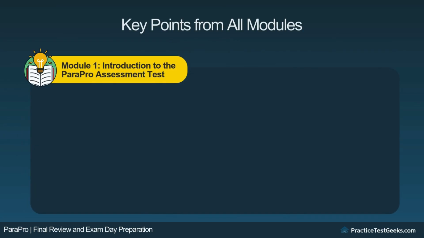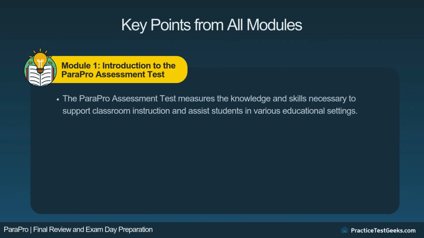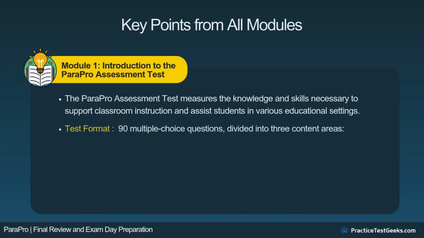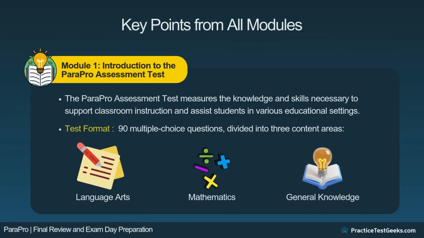Module 1. Introduction to the ParaPro Assessment Test. The ParaPro Assessment Test measures the knowledge and skills necessary to support classroom instruction and assist students in various educational settings. The test is commonly used for paraprofessionals in U.S. public schools. Test format. The test consists of 90 multiple-choice questions, divided into 3 content areas: language arts, reading and writing, mathematics, and general knowledge.